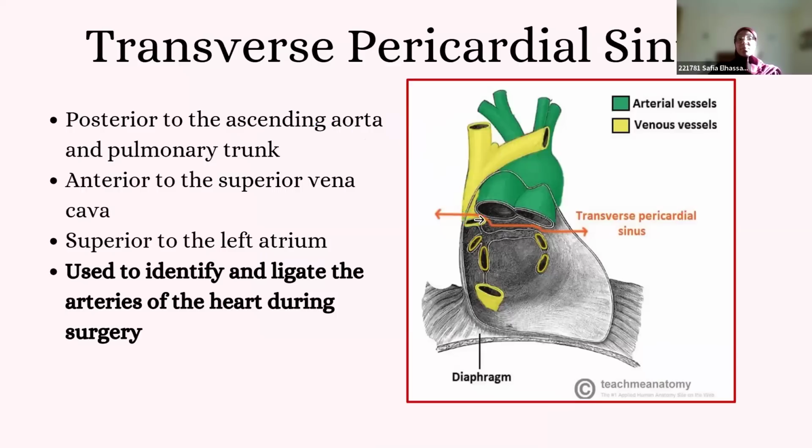So this is located posterior to the ascending aorta and the pulmonary trunk, and anterior to the superior vena cava. So it's basically between the arteries and the veins, and it's superior to the left atrium, so it's up here. And the clinical significance of this is that it's used to identify and ligate the arteries of the heart during surgery. So for example, they're doing cardiac surgery, they would ligate these arteries.